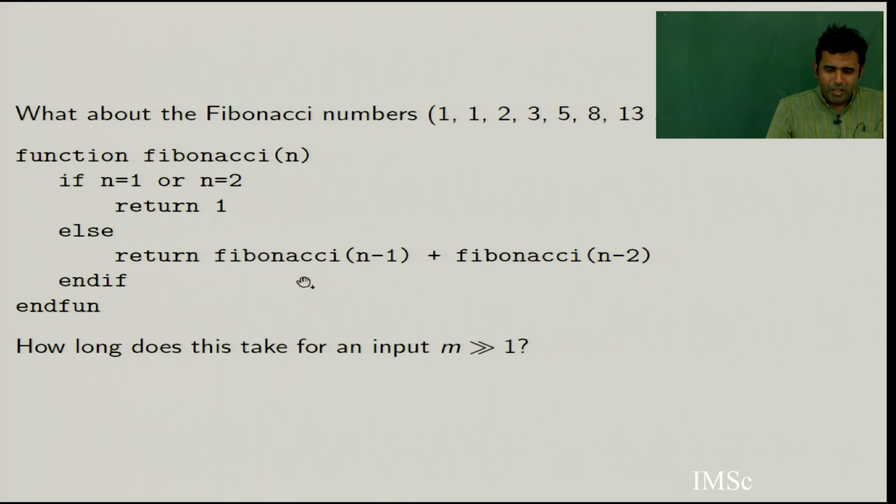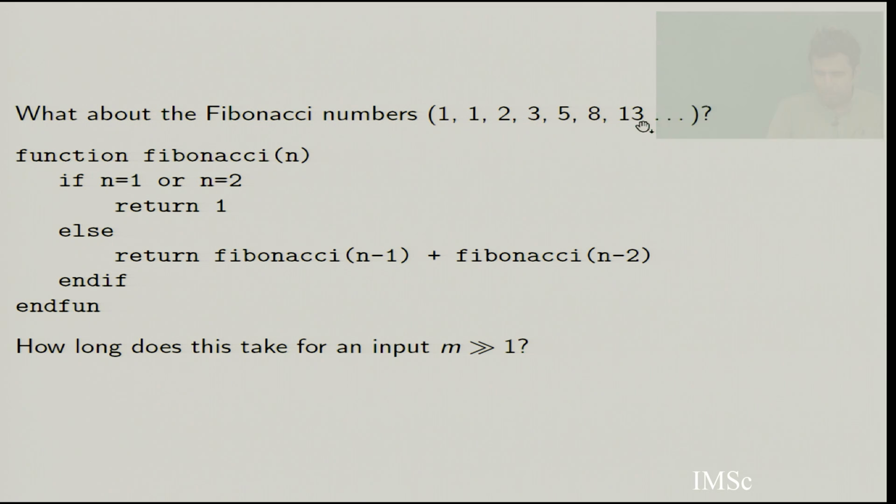So in terms of complexity, here is another example that we talked about last time, Fibonacci numbers. Supposing in the sequence where every number is the sum of the two previous numbers, you want the nth number in the sequence. So what is, for example, the 100th Fibonacci number? You could think of writing a function like this along similar lines. If n is 1 or n is 2, then you return 1, else return the sum of the two previous numbers. It is a very simple short function to write, but how long does it actually take for an input m which is greater than 1?